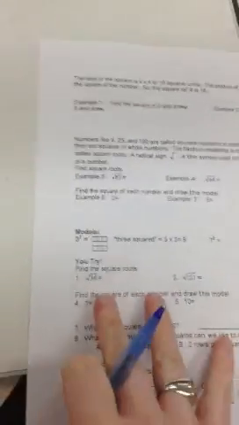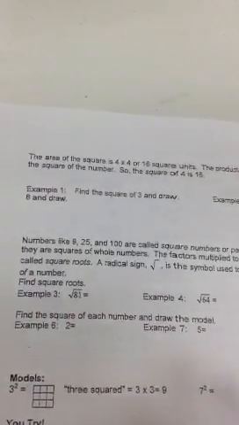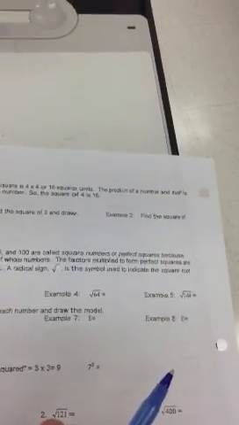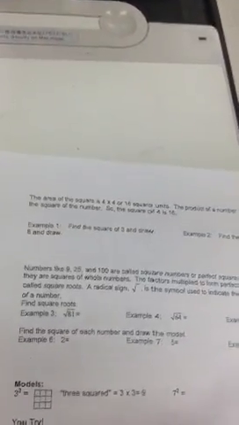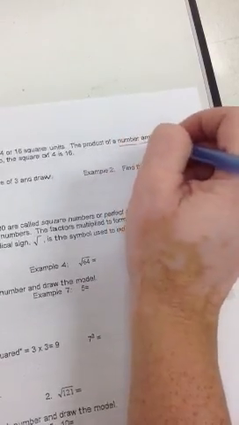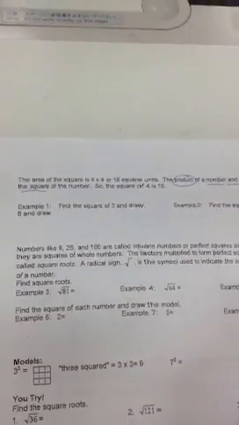Okay, flip it over. The area of a square is 4 by 4 or 16 square units. So the product of a number and itself is called the square, and we've already talked about that. If you have a number and itself and you multiply them, that's what product means, it's called the perfect square of that number.